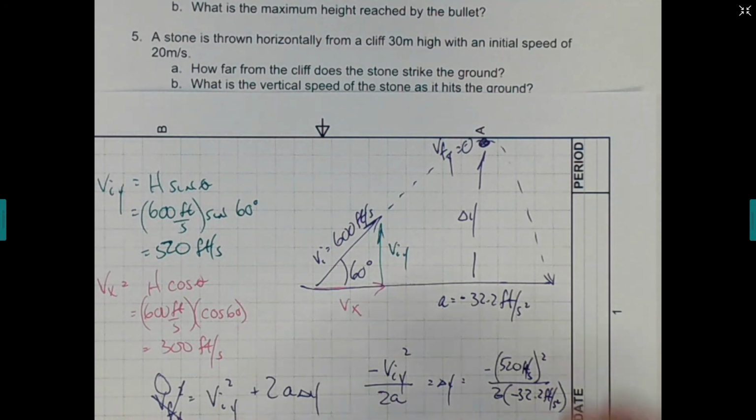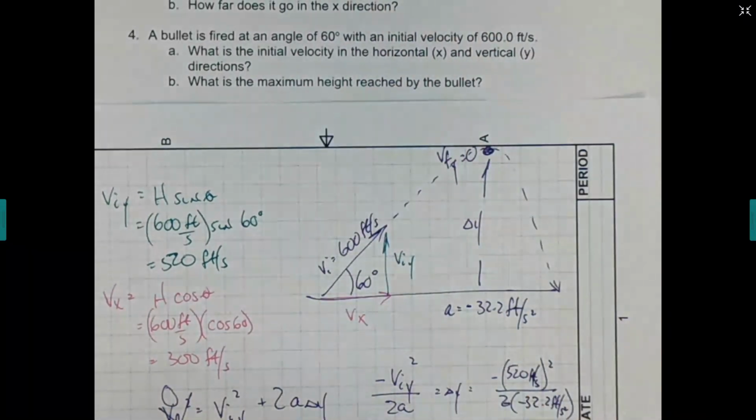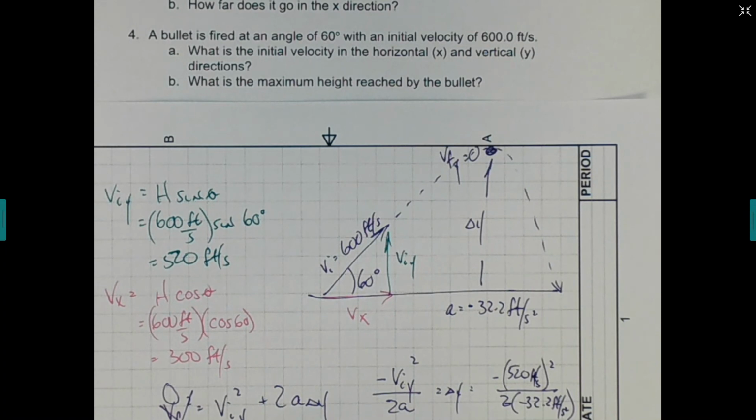What is the maximum height reached? Here we go, now we're back on track. What is the maximum height reached? Delta y. So we were putting these numbers in. We had 520 squared, which is this thing here. Then we needed to divide that by, since there's a negative on top and bottom, they will cancel, so I'm just going to ignore those.